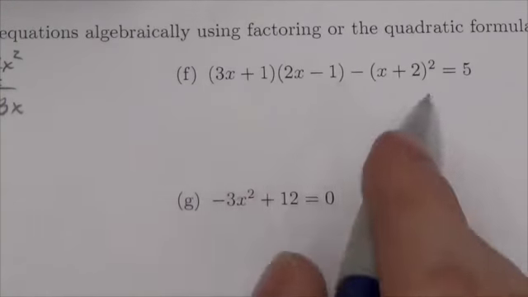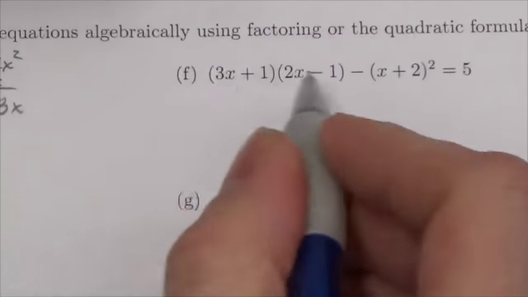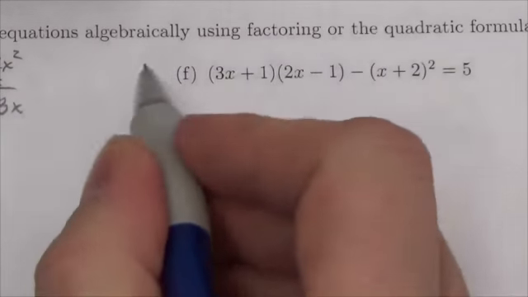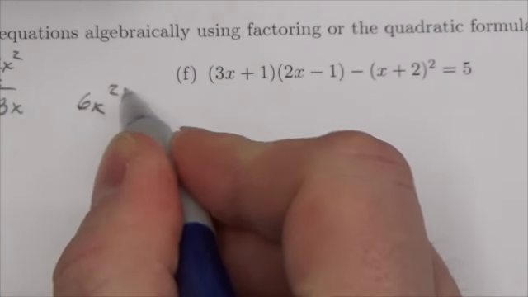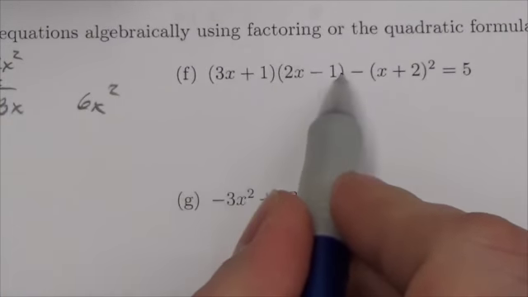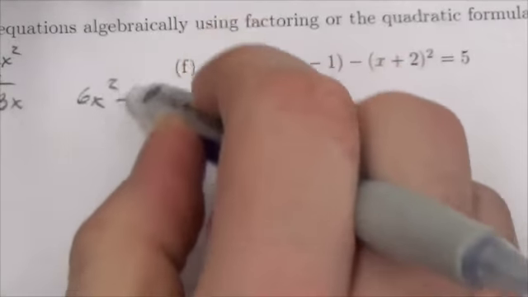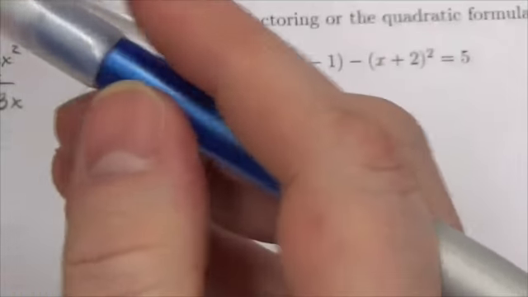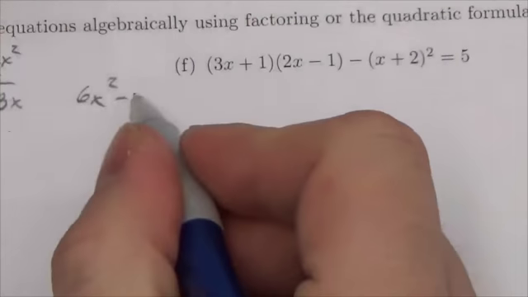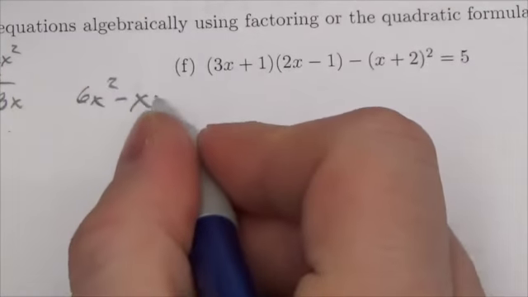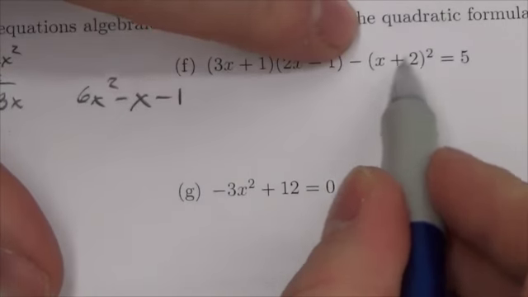Well, the very first thing we've got to do is multiply this all out. To start off with, I have to multiply out this binomial, which will get me 6x squared, and then it'll be negative 3 plus 2, so negative 3x. I can put those together right away to get negative x minus 1. And then I'm going to have to square this binomial.